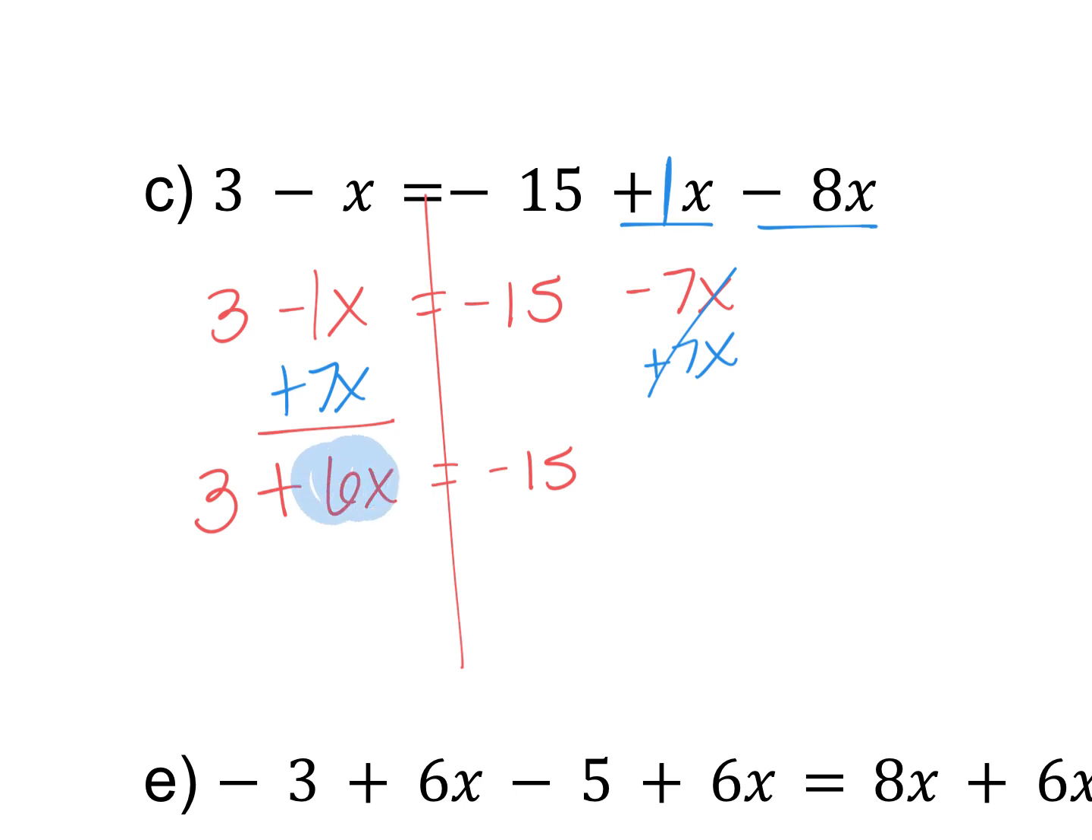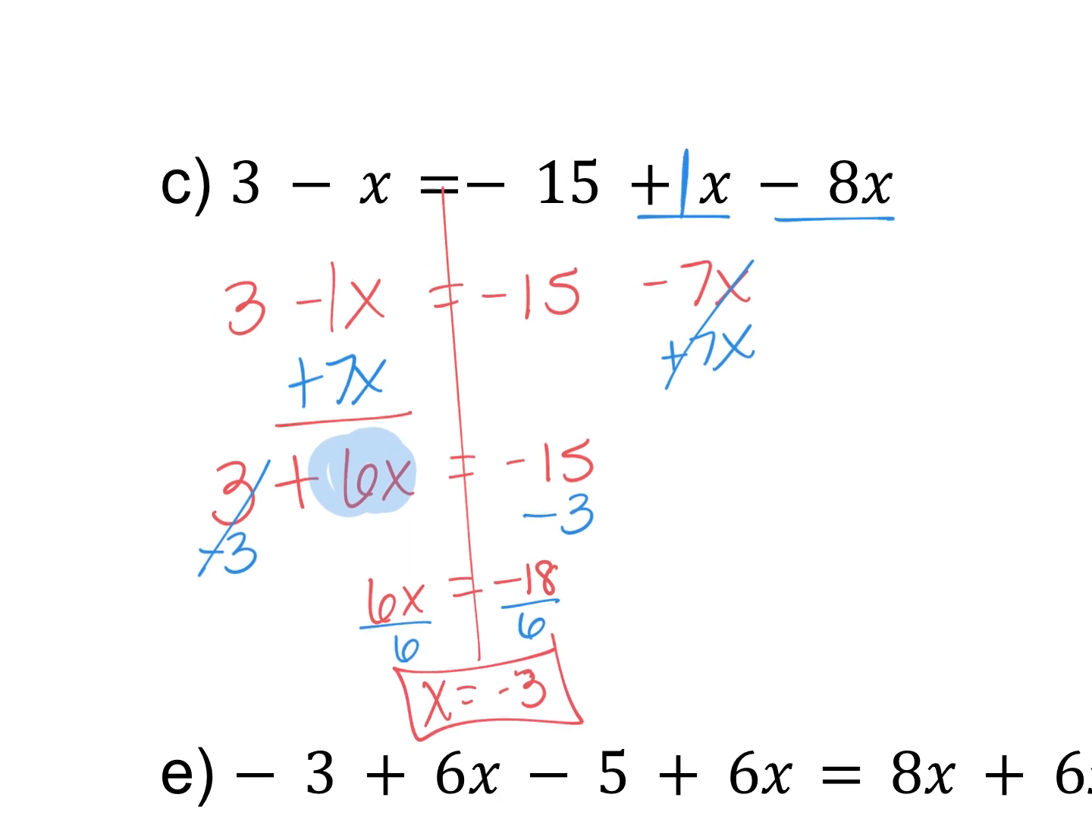So you're trying to isolate this, and we'll do that by subtracting the 3 over minus the 3. And you're left with 6x equals negative 15 minus 3 would be negative 18. Divide by 6. So x is negative 3. All right.